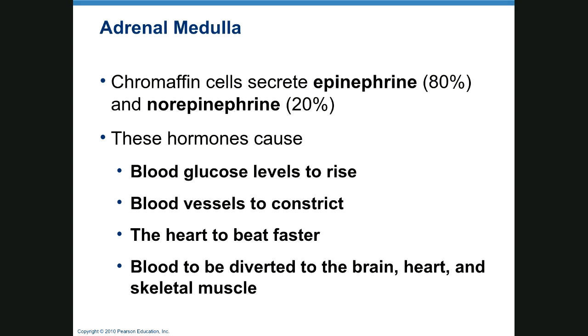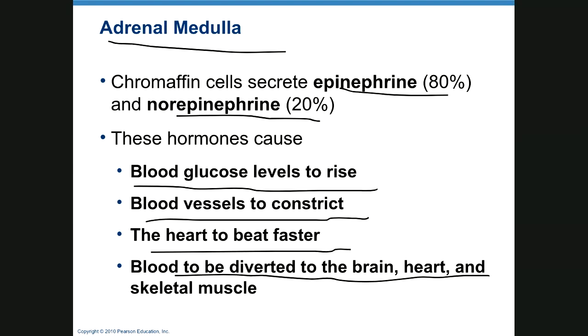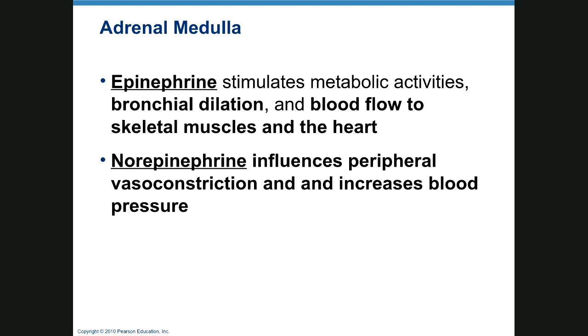Okay, the adrenal medulla, epinephrine and norepinephrine. These cause blood glucose levels to rise, blood vessels to constrict, the heartbeat to go faster, blood to be diverted to the brain, heart, and skeletal muscle. These are your panic attack hormones, fight or flight stuff. Also, bronchial dilation. Epinephrine stimulates all the blood flow stuff and bronchial dilation, but norepinephrine causes peripheral vasoconstriction, which causes increased blood pressure.